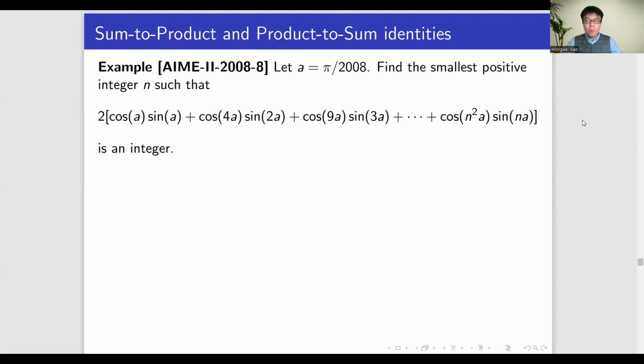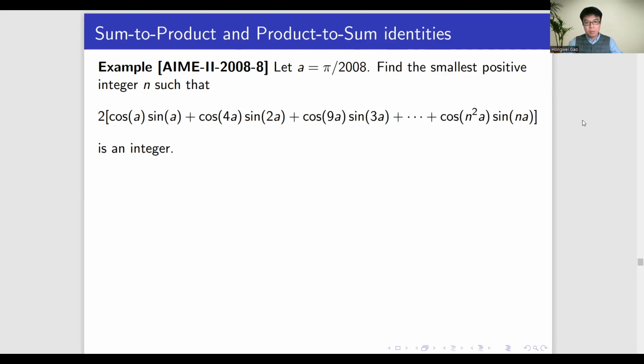Let A equals pi over 2008. Find the smallest positive integer n such that the following expression is an integer. Looking at these terms, we see that there's a clear pattern. Each term is a product of a cosine and a sine. For the sine, it's k times A. For the cosine, it's k squared times A. Here, k is from 1 to n.